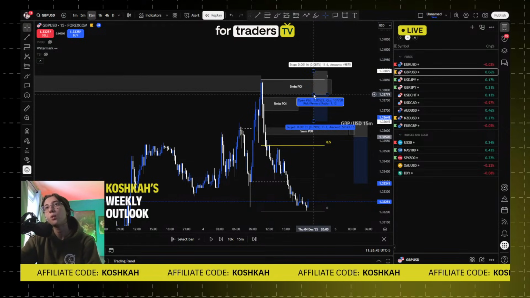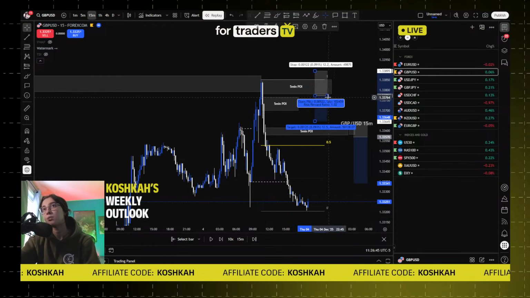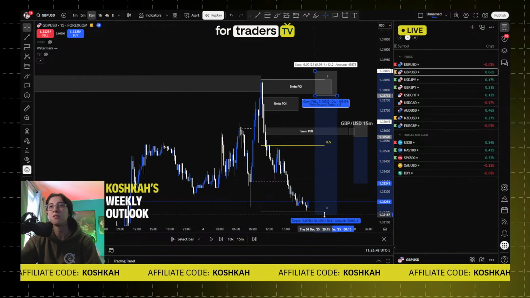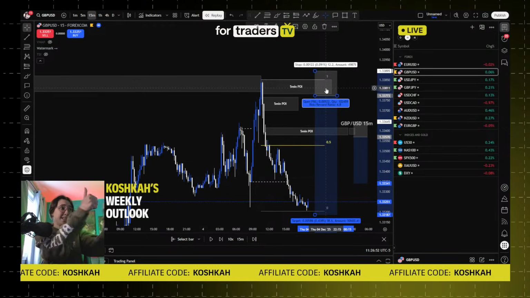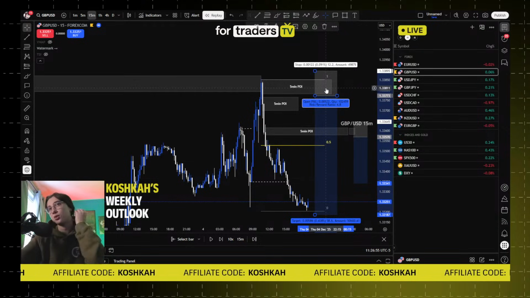Okay, that's first of all where your entry should have been. You add 1 pip to the entry, and take profit at the hourly low. You see already here, pretty good risk to reward ratio. Yes, we like that. Good risk to reward ratio, guys.